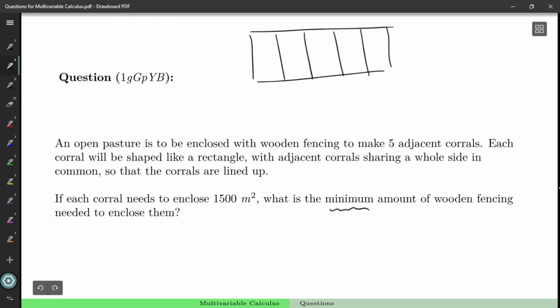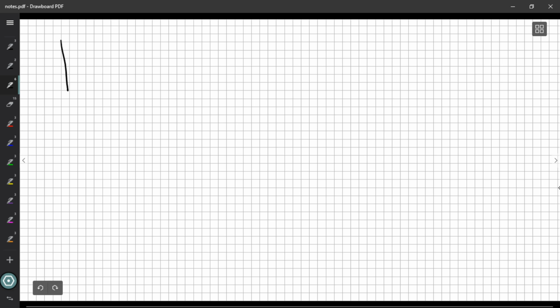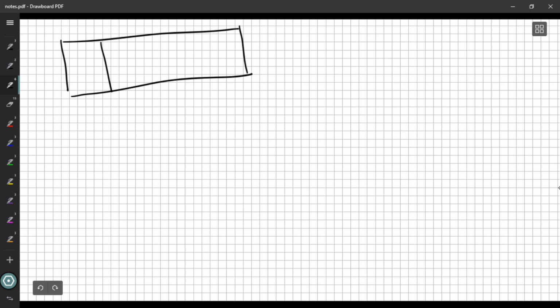Okay, so a minimum here, we're looking at an optimization problem. But we do have a constraint. We can't just make really, really tiny corrals. They do have to enclose a certain given area. All right, so what have we got? What are we working with? Well, we've got these 5 lined up corrals. Now, we're talking about the area of them. We know the area of each one has to be 1,500 meters squared.